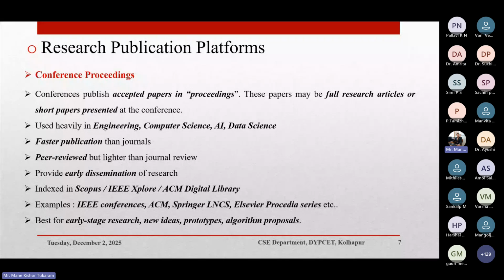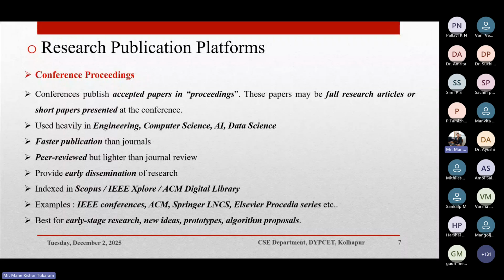Whenever we consider conference papers, there is the facility for faster publication. A minimum of 3 to 4 months is required to publish papers under the conferences. Again, it is lighter than the peer-reviewed journal. The review process is lighter than the journal review process.